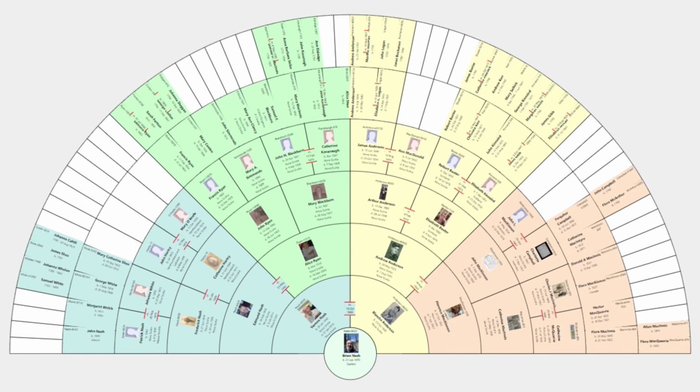Now, genealogy research can be a daunting task, especially when you're dealing with multiple generations and branches of your family tree. It's easy to get lost in a sea of information and sources, and it can be challenging to keep track of everything. That's where fan charts come in handy.